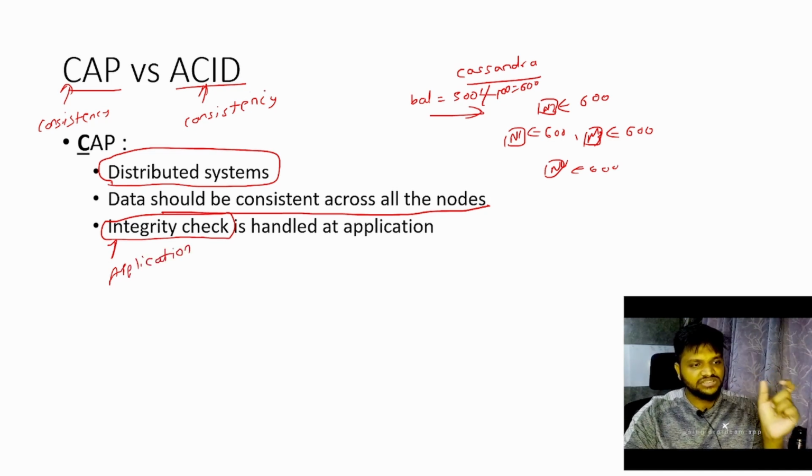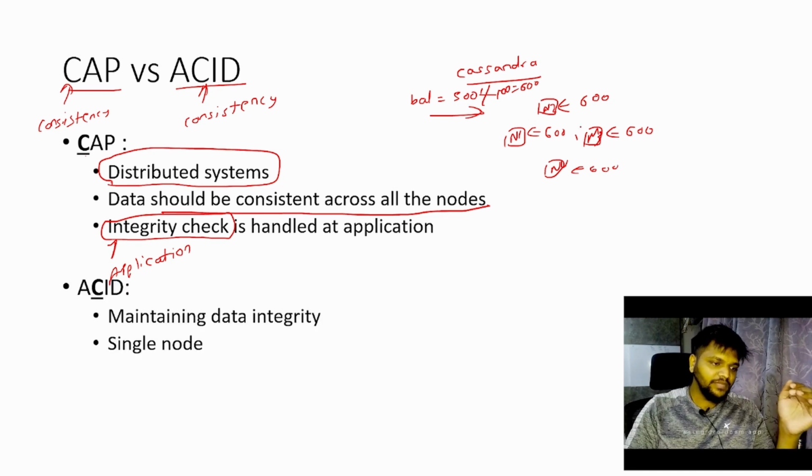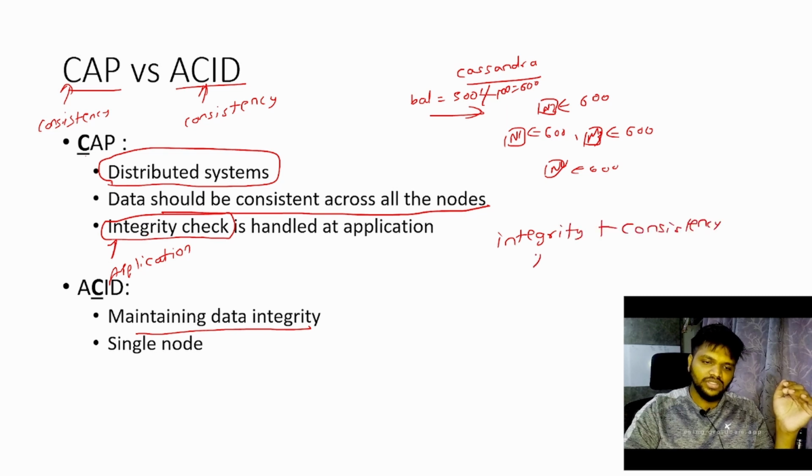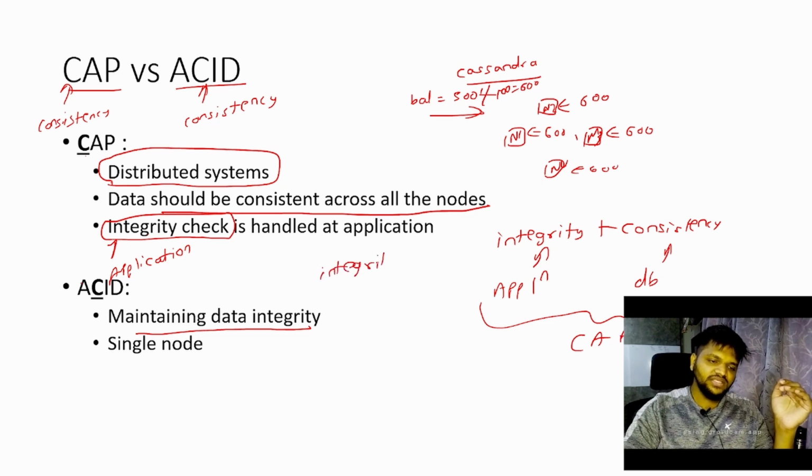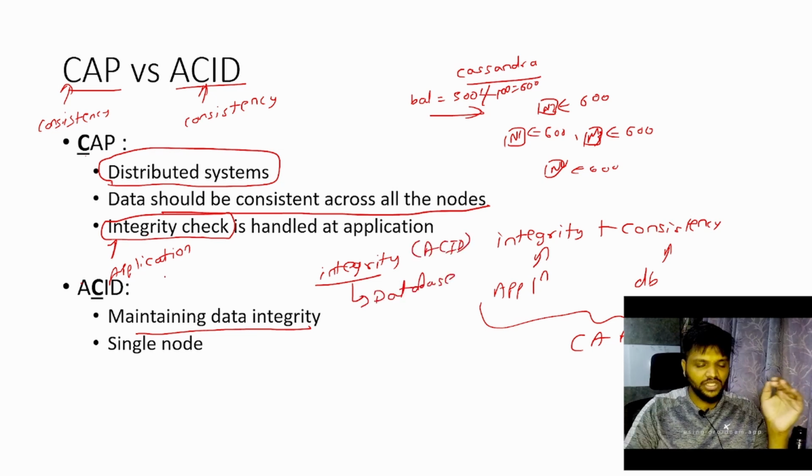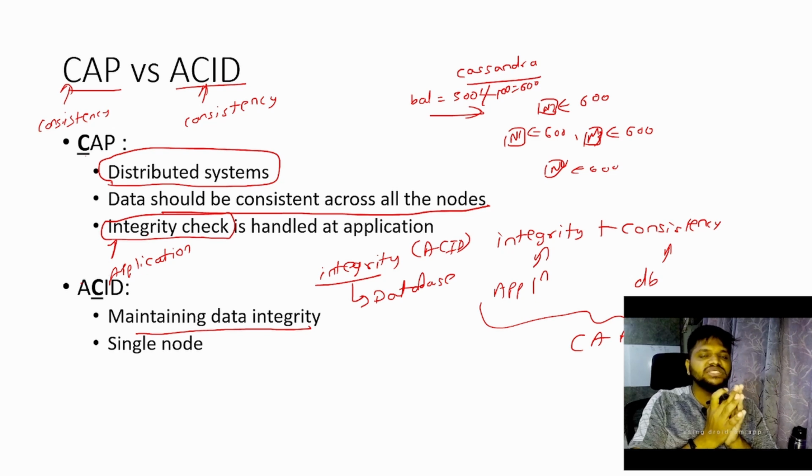In ACID, consistency means it is maintaining the integrity, it is not ensuring whether the data is the same or not. In the distributed system, CAP, consistency means the data should be present and it should be the same across all the nodes. But in ACID, it maintains the integrity. Integrity plus consistency. Here, integrity is being maintained by the application and consistency is being maintained by the database. This is for the case of CAP. And in ACID, integrity is maintained by the database. This is for ACID. So this was a subtle difference between consistency in CAP and in ACID.